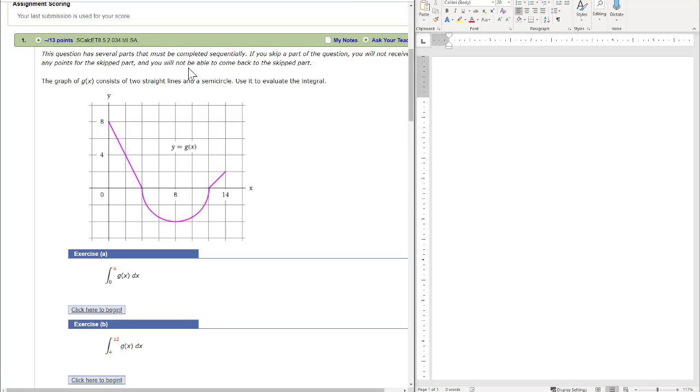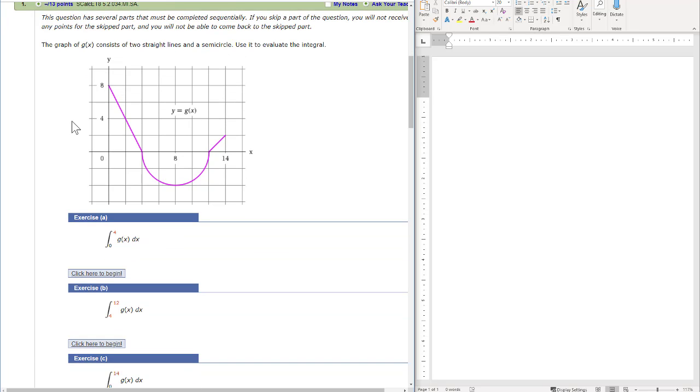Let's do this question from your lab assignment from section 5.2. The graph g of x consists of two straight lines and a semicircle. Use it to evaluate this integral. So we have several integrals to evaluate, and it's going to go down here.